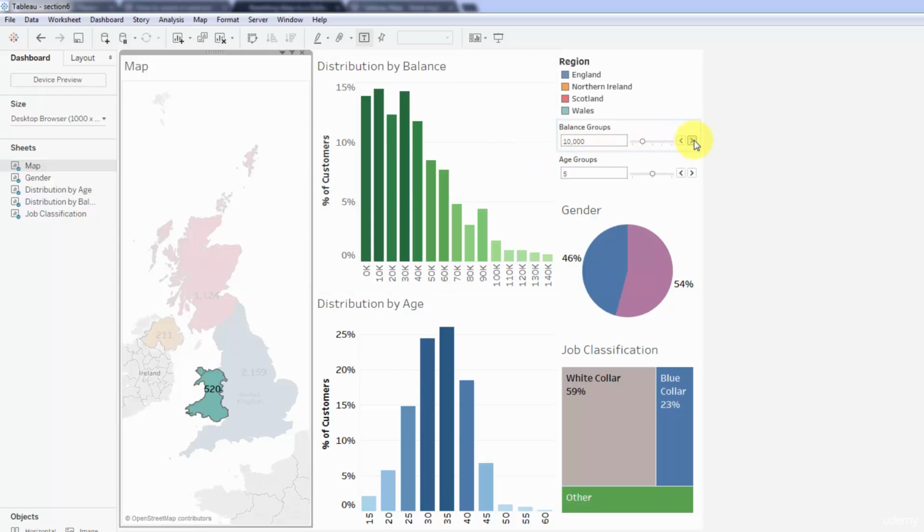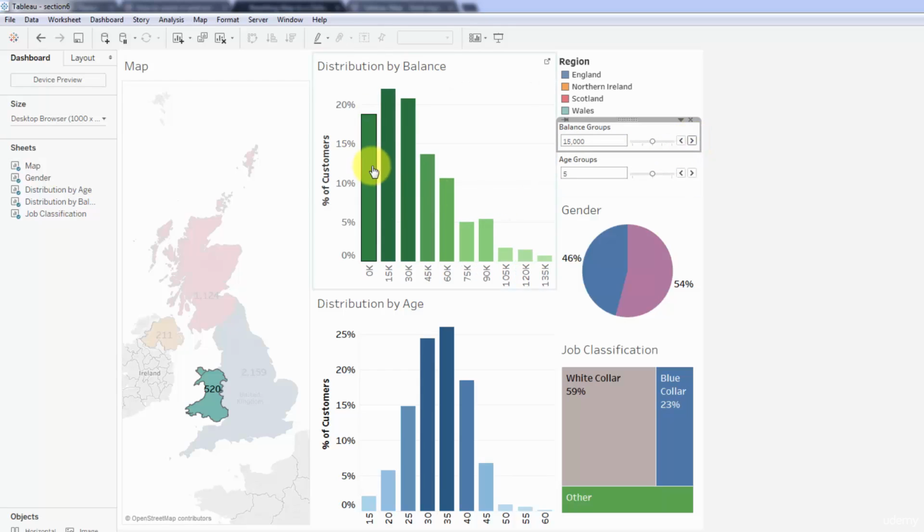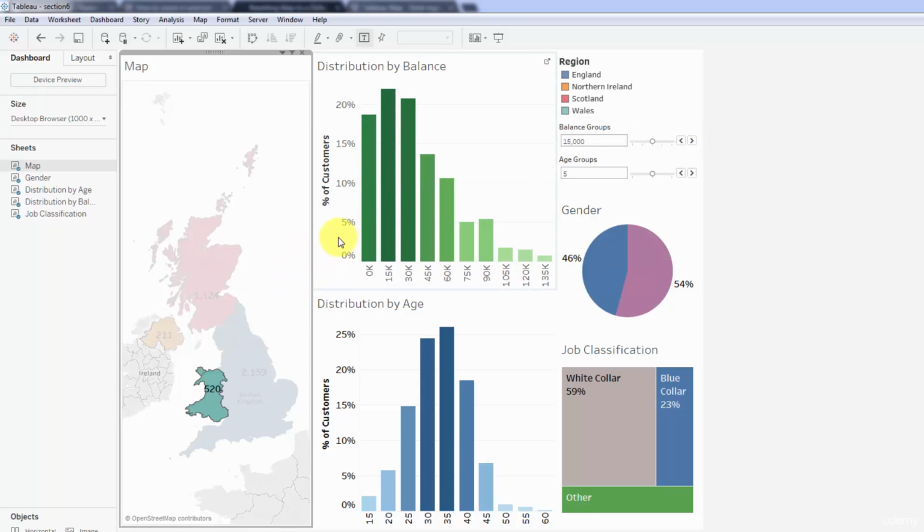We can dig into this further by grouping these balances not into $10,000 groups but into $15,000 groups. And here you can see a different picture. So for the overall base, you can see it's still gradually falling off in these balance groups. For Wales, it's actually first going up, then it's staying above the original level of about 18%, and then it's dropping off. So what that is telling us is that in Wales, there's an abnormally large representation of mid-sized balances.